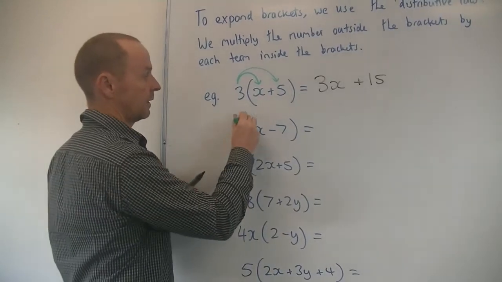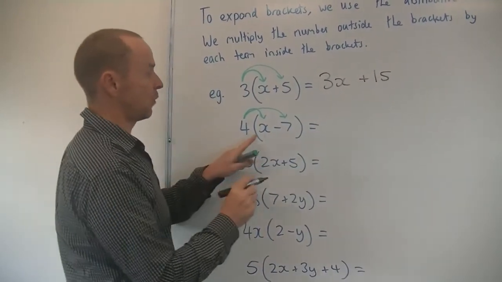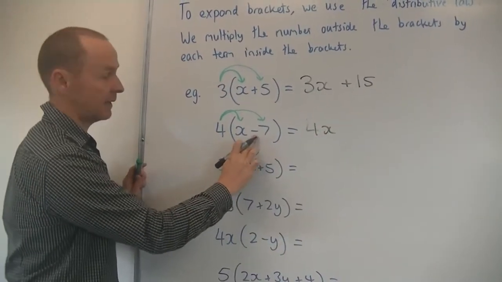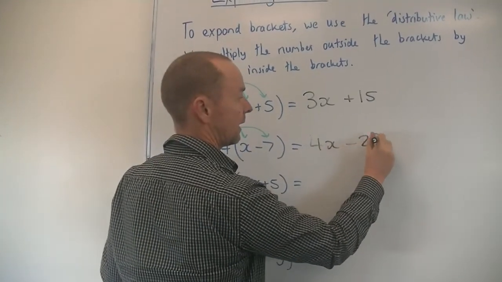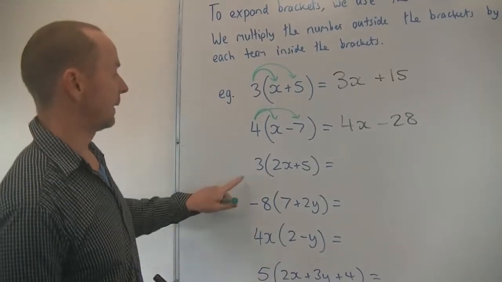So if you have to, you can put these arrows in. If you don't need to, that's fine. So 4 times x is 4x, and then be careful here, it's a negative. 4 7s are 28, but it's a negative, so negative 28. And the other thing, learn your times tables. Thank you. Next one.